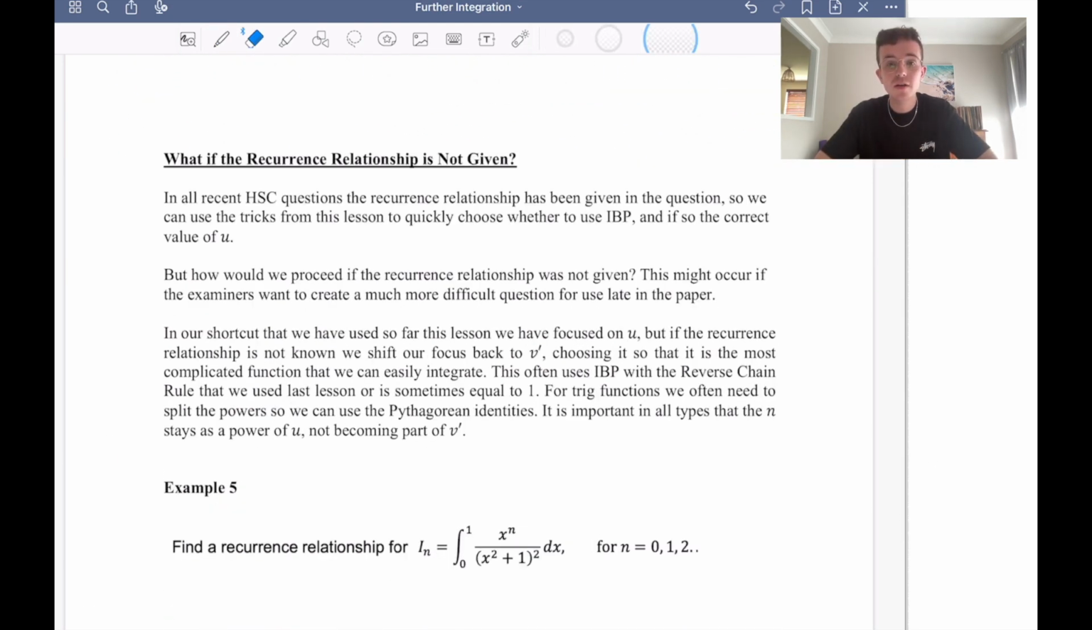Okay, the last part of integrating by parts is what happens if the recurrence relationship is not given. In most and all of the recent HSC questions, recurrence relationships have been given, but they don't necessarily have to be. Now, the advantage of giving the recurrence relationship is we can use the tricks that we've seen throughout this lesson to know whether we're using integration by parts and therefore the correct value of the power. But what if it's not given?